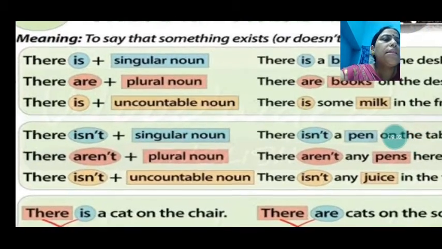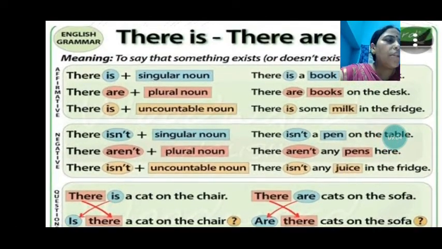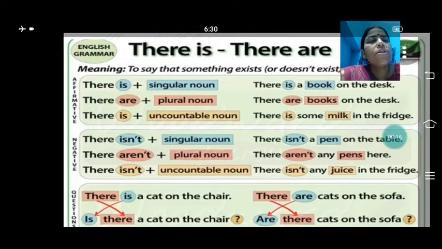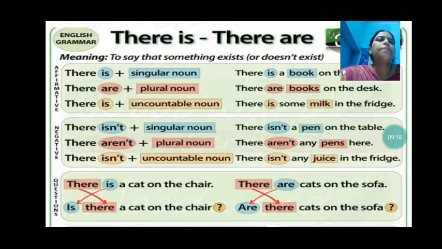Then there isn't any juice. So in both cases you can write. There isn't any juice in the fridge. So, is there not any juice in the fridge, or isn't there any juice in the fridge? In both cases you can write this, the negative form.